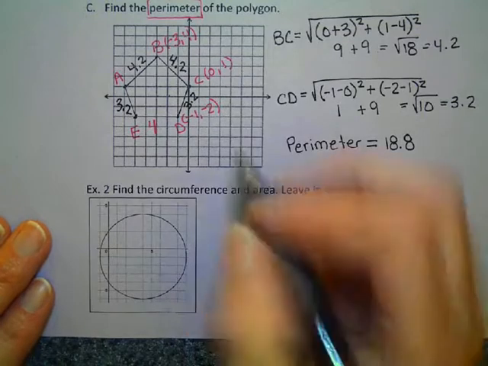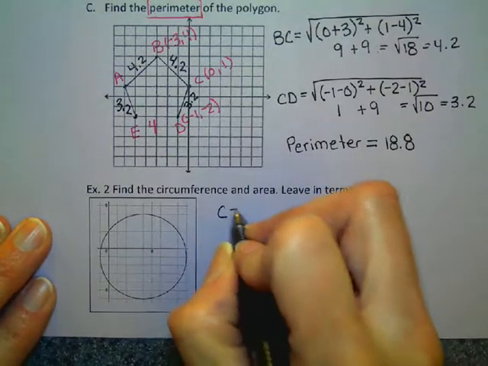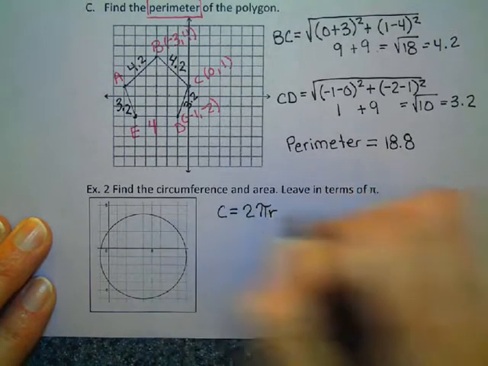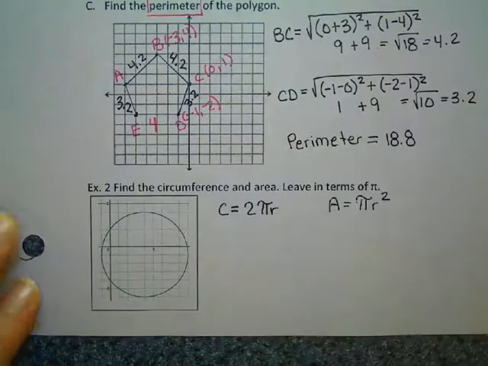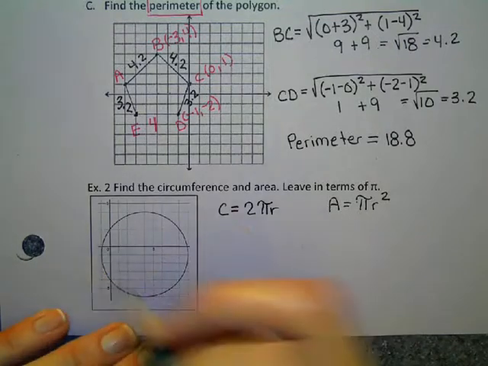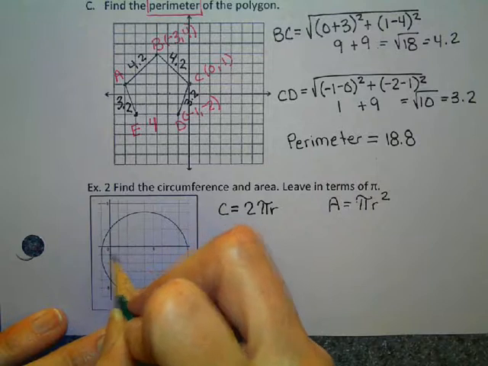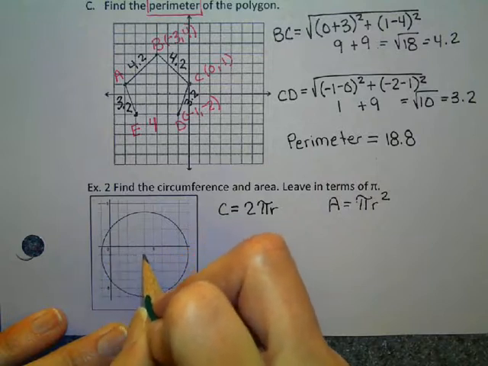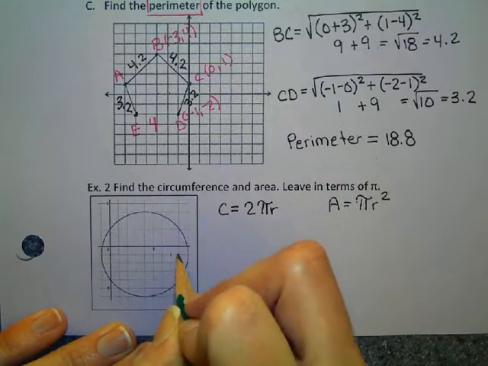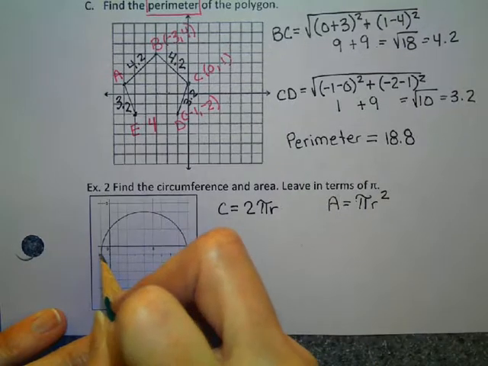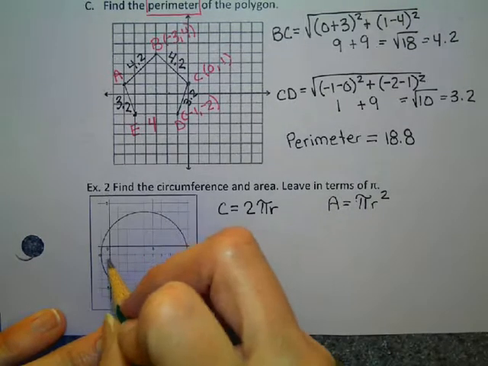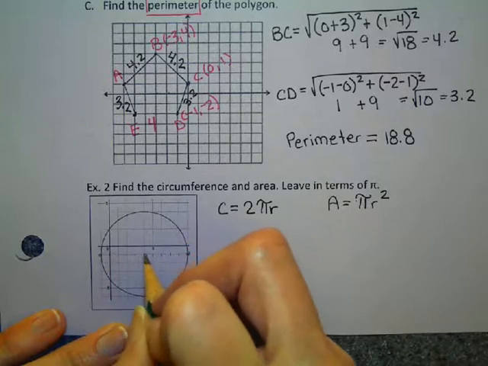Circumference. Remember the circumference formula and the area formula? This one does say leave in terms of pi. So circumference is 2 pi r, and area equals pi r squared. One thing you'll have to be able to do from a picture like this is figure out where the center is. So let's look to see if we can figure out where the widest part is. Maybe like here. 1, 2, 3, 4, 5, 6, 7, 8, 9, 10. Okay, it's 10 across there. That would be its diameter.